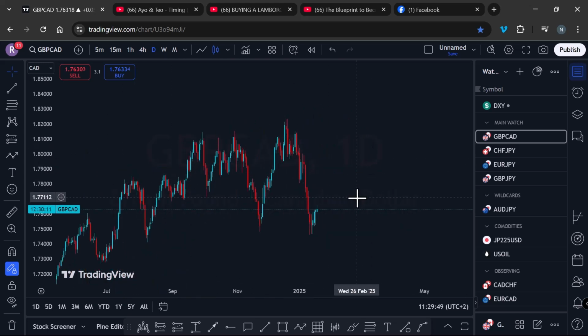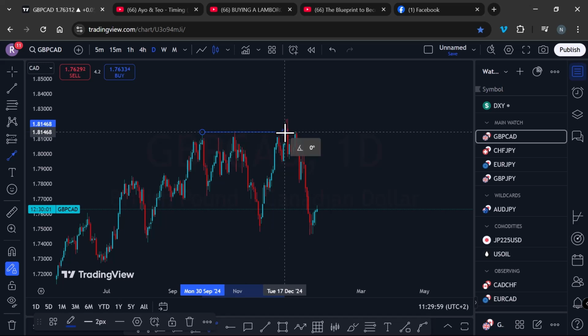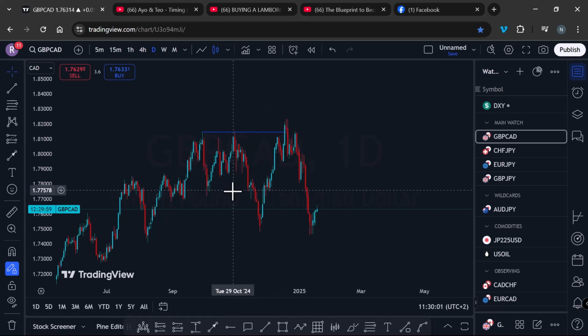As you can see right here on the daily time frame, we can clearly see that, first of all, we do have our daily high, which is the double top, right? The trick here is for you to firstly identify an area where you can see a double top that has happened or a double bottom that has happened. In our scenario, it's going to be a double top.